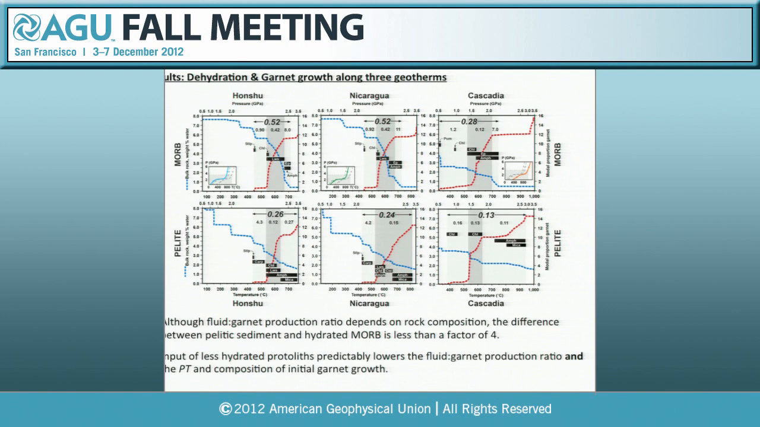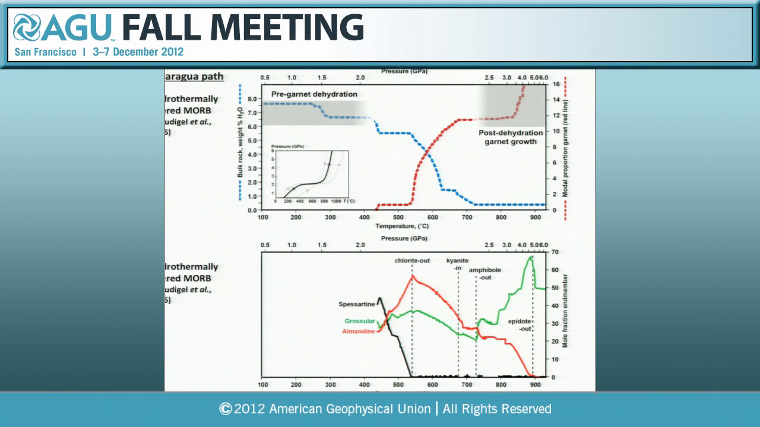Of course, input of less hydrated protoliths will predictably lower these ratios, but it will also change the P and T at which garnet first grows, and therefore the composition of that garnet growth. So if we're inputting less hydrated protoliths, we should be able to see that in the results. I show here the MORB case again, and this is the composition of garnet that would grow at each point along there. This would be the garnet rim composition, if you like.